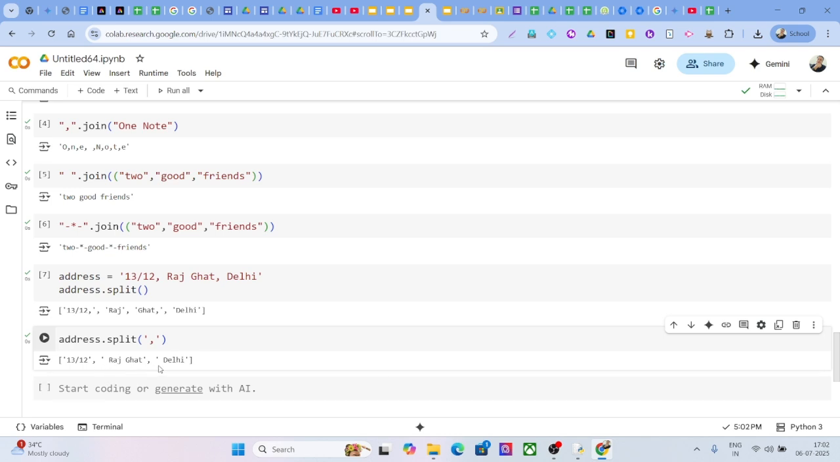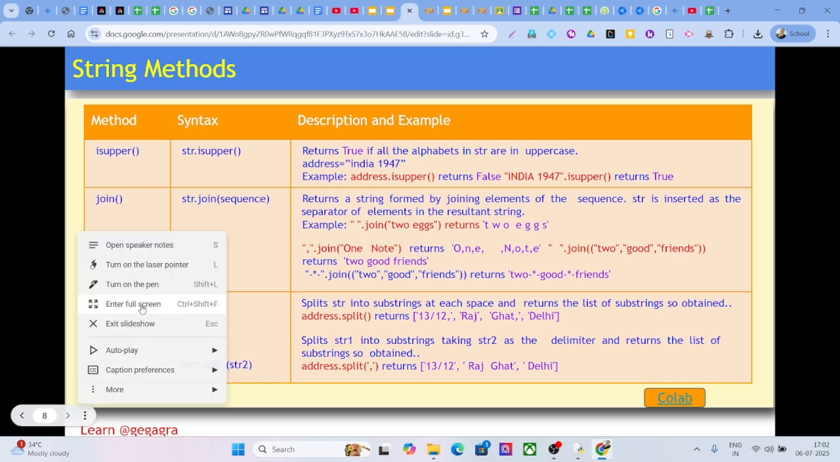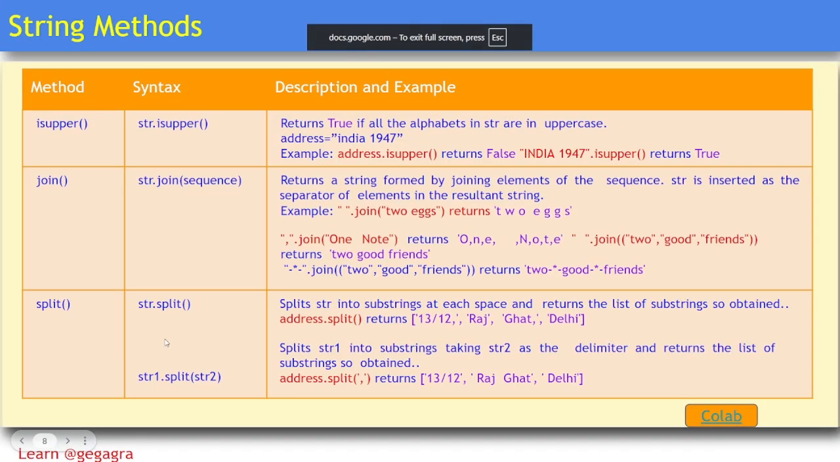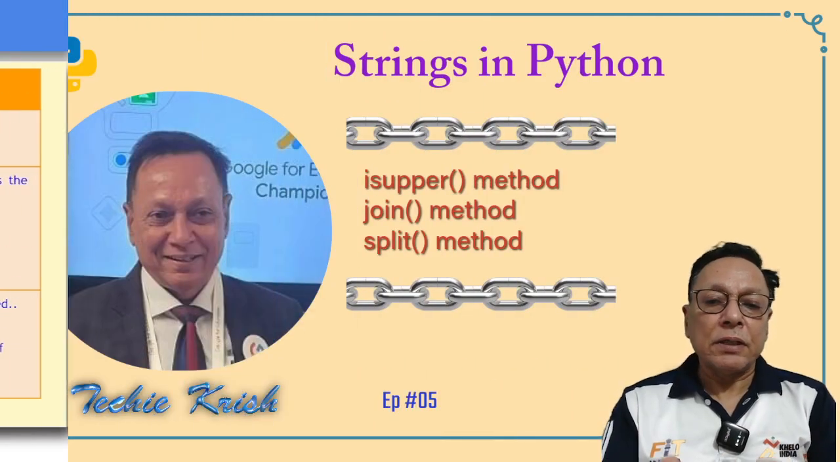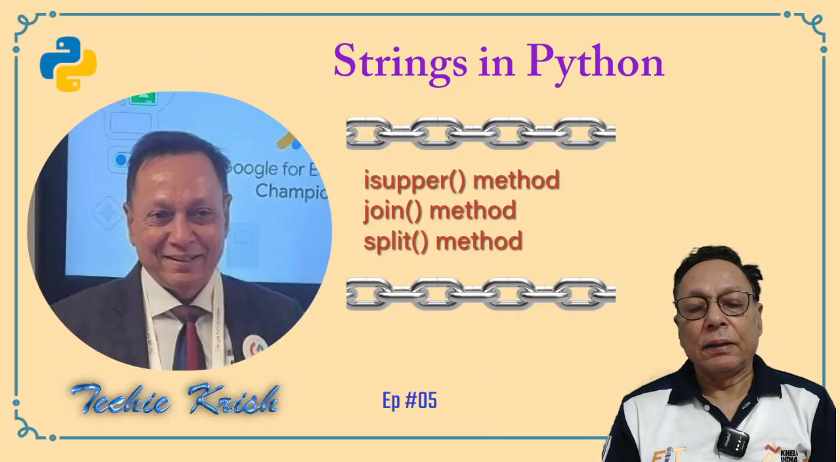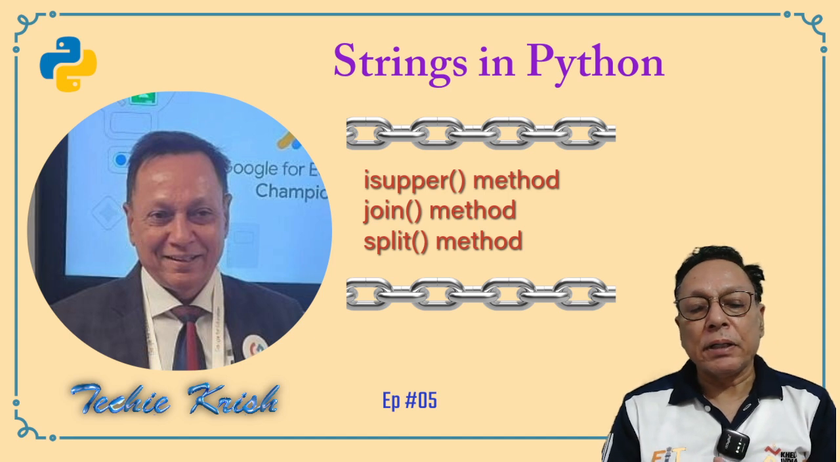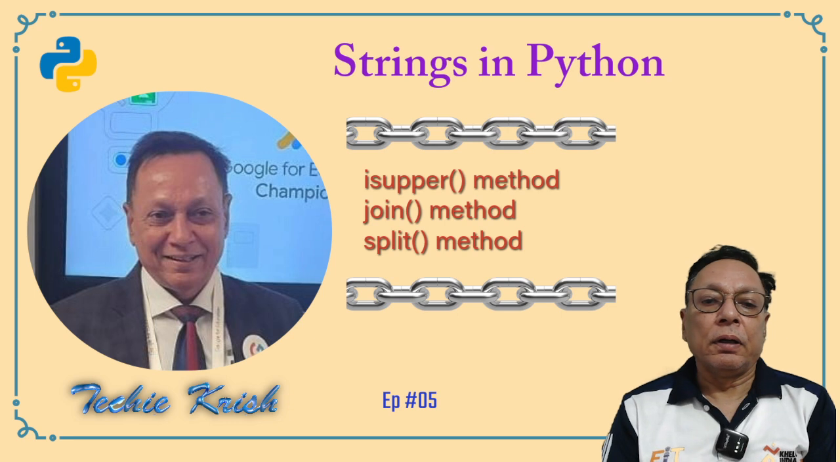Okay, so let's move back to our presentation. So this is how we can apply the functions isupper, join, and split. Hope you understood the concept of these methods, and if you have any doubt, kindly mention it in the description box or the comment box. I would like to resolve your query.